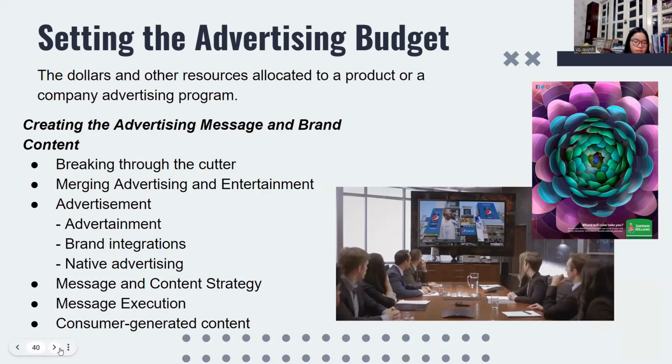The advertising budget is the dollars and other resources allocated to a product or a company advertising program. A brand's advertising budget often depends on its stage in the product life cycle. The advertising strategy is the strategy by which the company accomplishes its advertising objectives. It consists of two major elements: creating advertising messages and selecting advertising media.